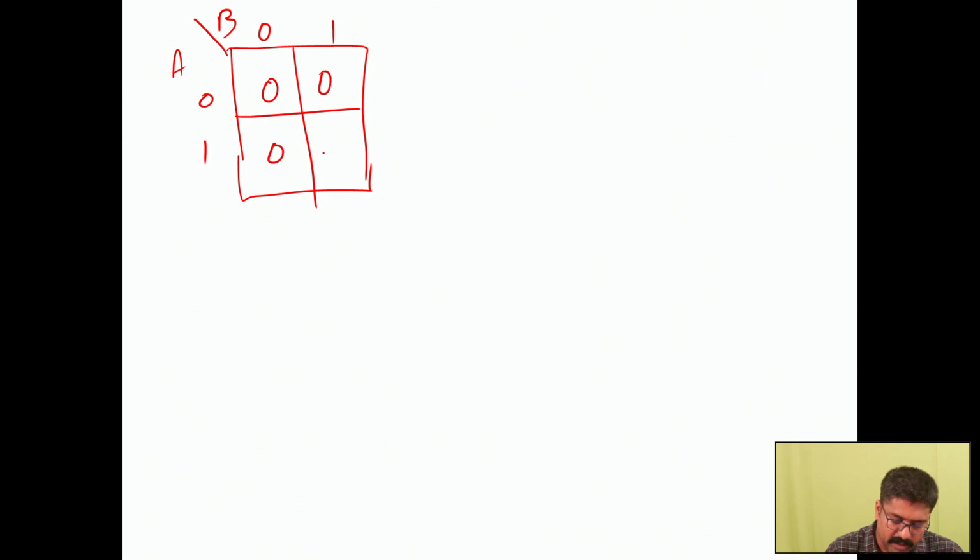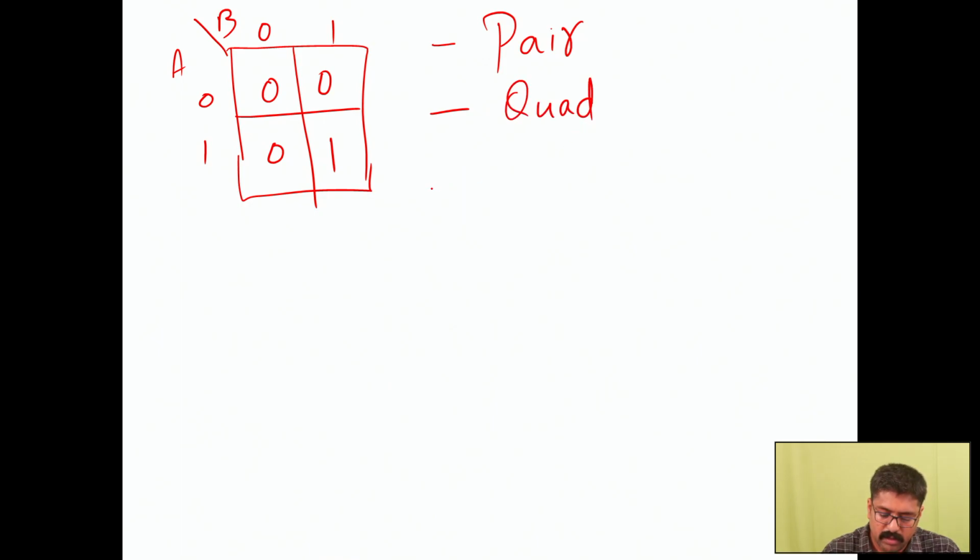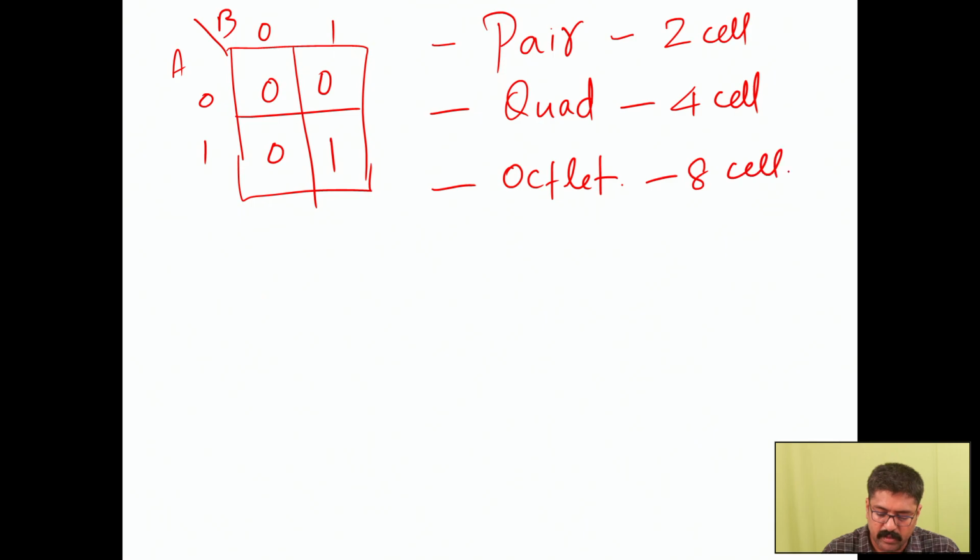So actually we have entered like this. The concept is we have to combine the cells. Combining the cells can happen in pair, quad, octet. So 2 cells can combine, quad means 4 cells, octet means 8 cells. We can combine the cells either 2 cell or 4 cell or 8 cell.